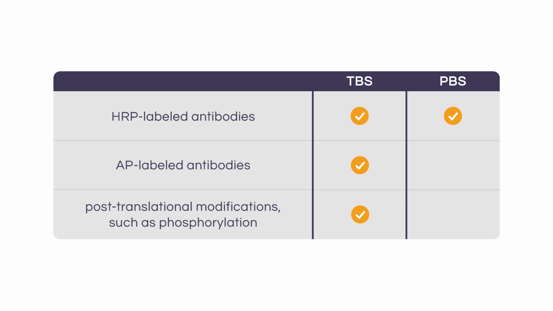However, not all blocking buffer formulations are suitable for every situation or antibody, and there are instances where PBS cannot be used. For example, PBS interferes with AP-labeled antibodies, and in this case, TBS should be used. TBS blocking buffers are also the best choice for detecting post-translational modifications such as phosphorylation.